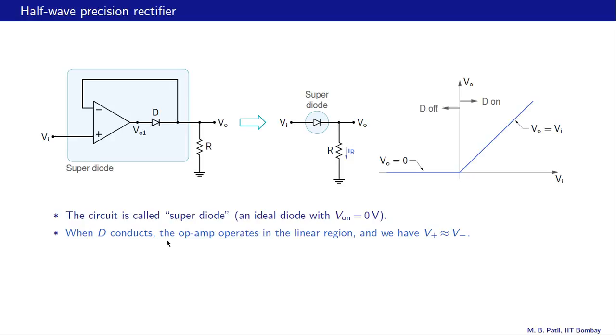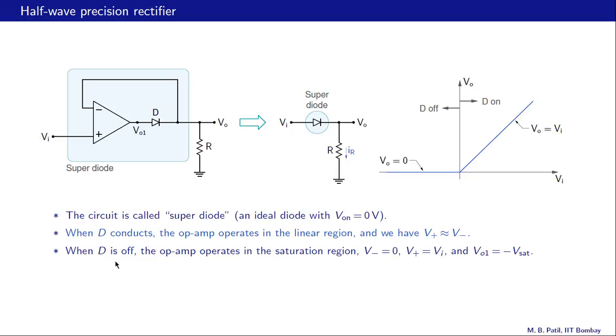When the diode conducts, the op amp operates in the linear region and we have V plus nearly equal to V minus. Just summarizing the important points that we have already looked at. When the diode is off, the op amp operates in the saturation region. V minus is 0, the same as VO, which is 0 when the diode does not conduct. V plus is Vi and therefore VO1 is equal to minus Vsat.